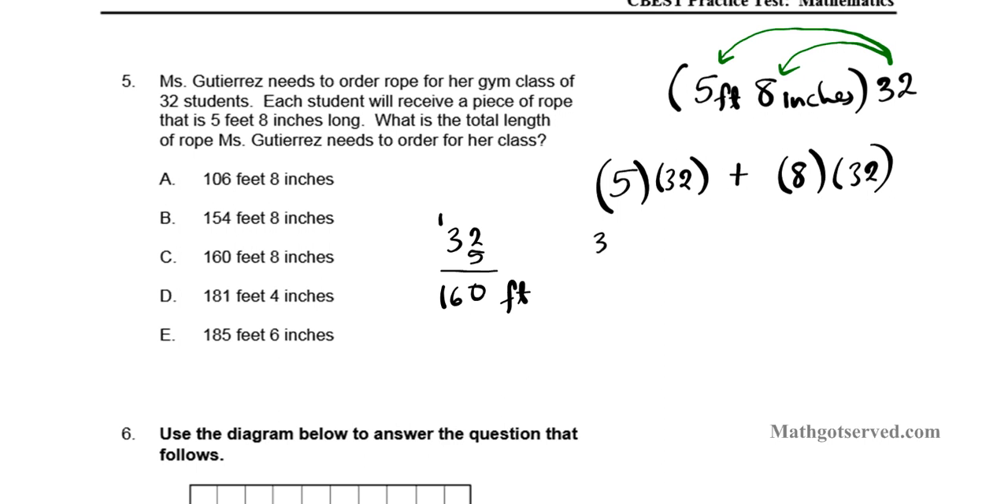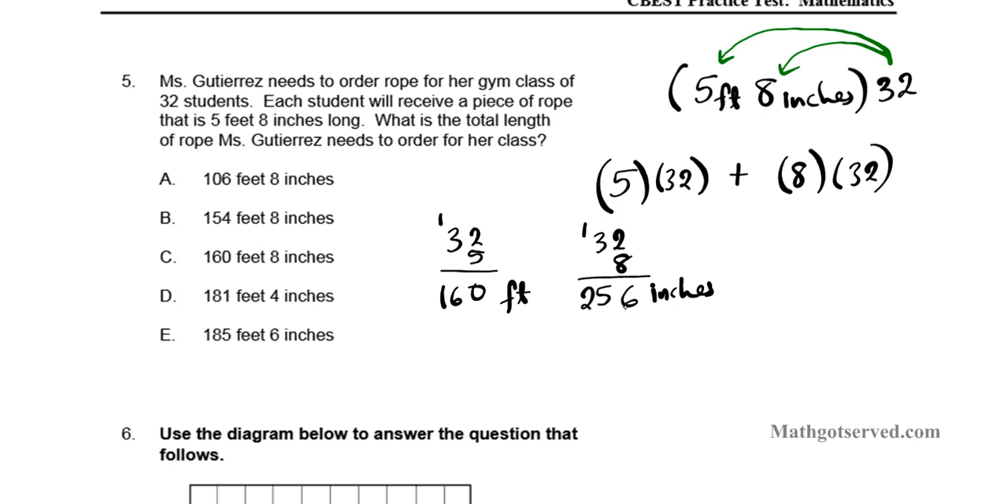And then for the inches, we have 32 times 8. 8 times 2 is 16, 6, carry 1; 8 times 3 is 24 plus 1, that's going to be 25. So it's 160 feet, 256 inches, all right? Okay, let's look at a question that doesn't match anything we have there.